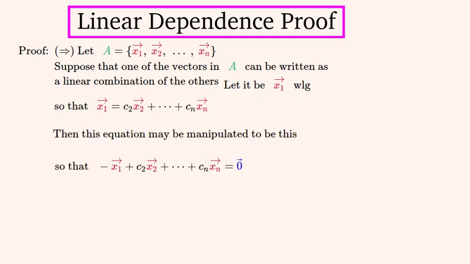So we could subtract xn from both sides to get this equation, which is equal to the zero vector. We don't need to invoke the theorems for a vector multiplied by -1 or 0 here. We'll just assume them for now.